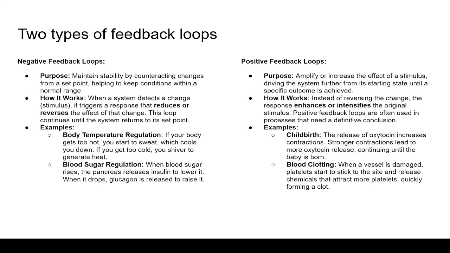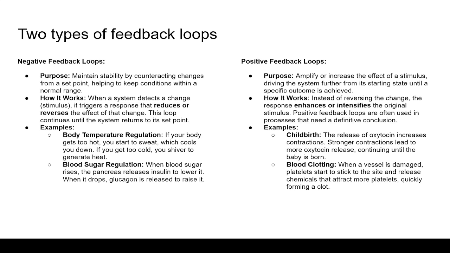So two examples we have here are childbirth and blood clotting. Now in childbirth, our ultimate or definitive conclusion is that baby needs to be born. And so when this positive feedback loop starts, it gets stronger and stronger contractions until the female's body pushes the baby out. In blood clotting, it's similar because you've probably had a cut before and you thought, oh man, that thing's bleeding quite a bit, and you're waiting for it to stop bleeding, and it seems to take 30 seconds or a minute, and then it finally quits bleeding.